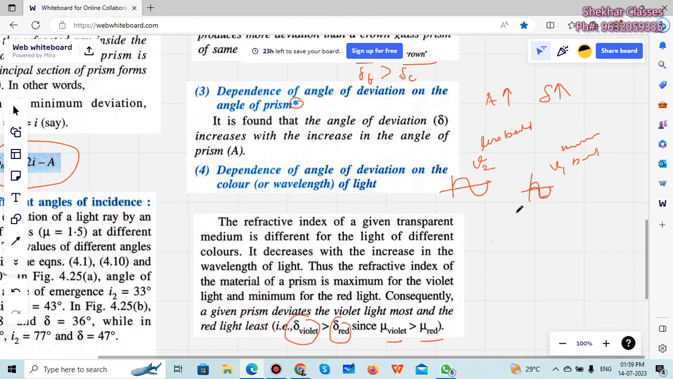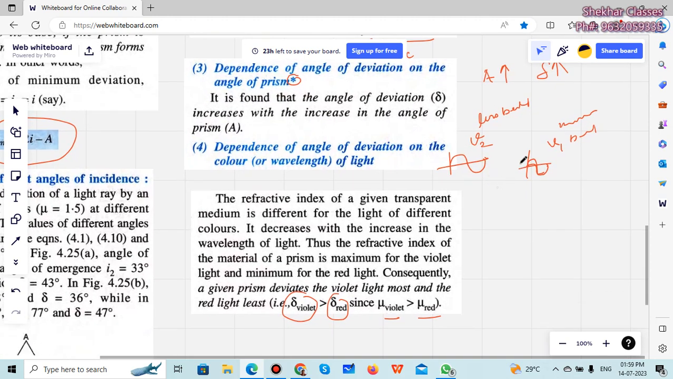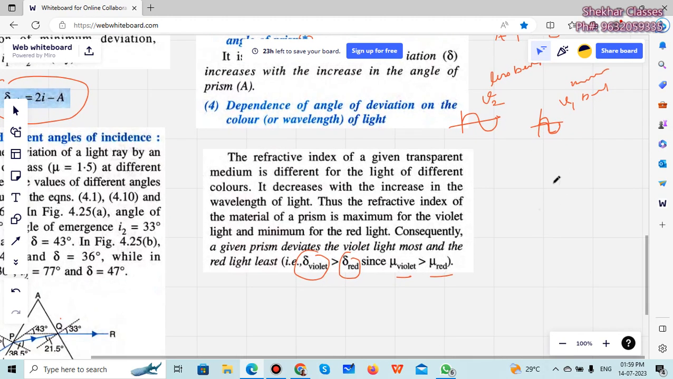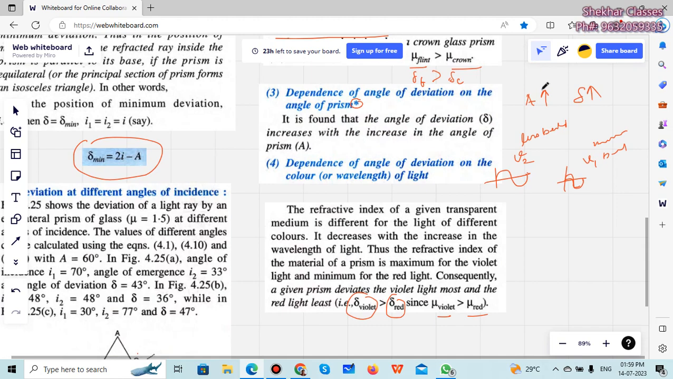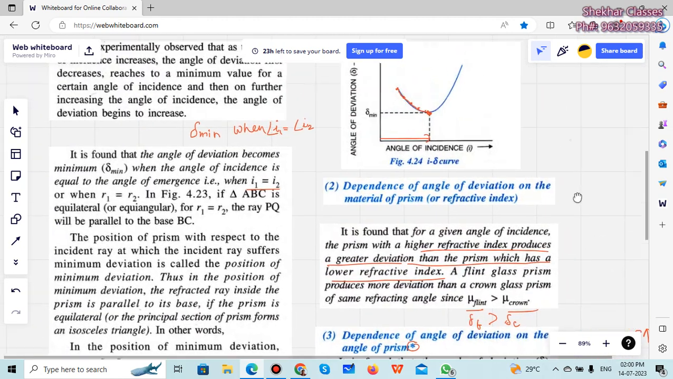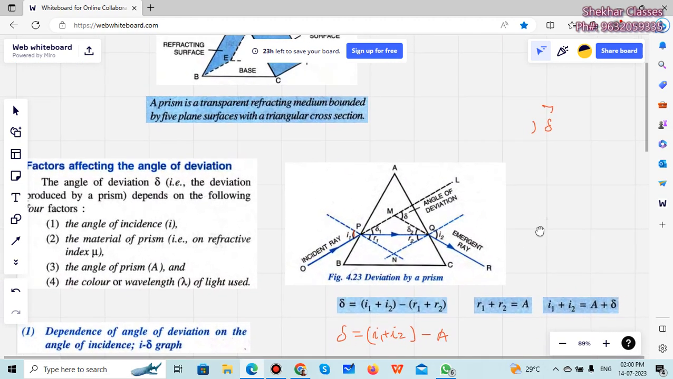And you know the reason. Basically, more wavelength means higher velocity, and higher velocity means less deviation. Smaller wavelength means smaller velocity and higher deviation. This is how we have all of these. Now we will be doing the numericals on it. I just gave you the introduction part once again, because we will be using these formulas to solve the numericals.